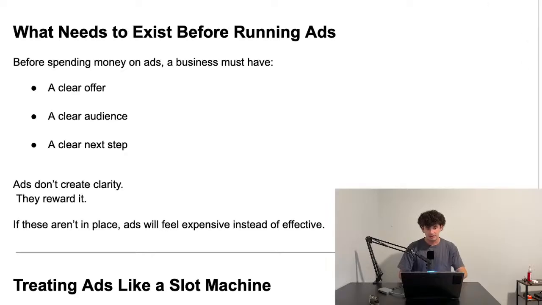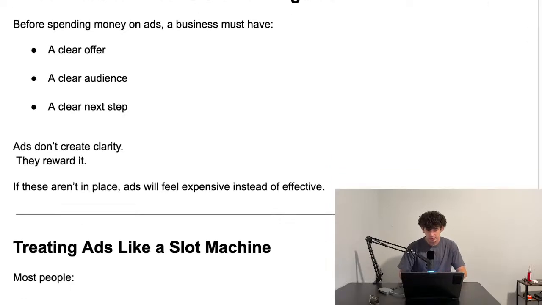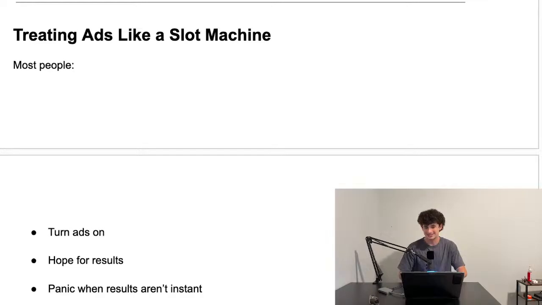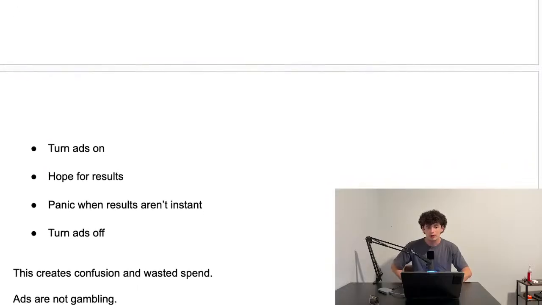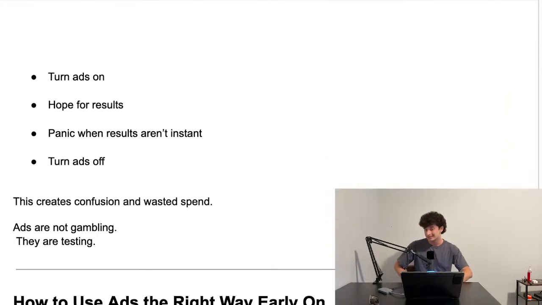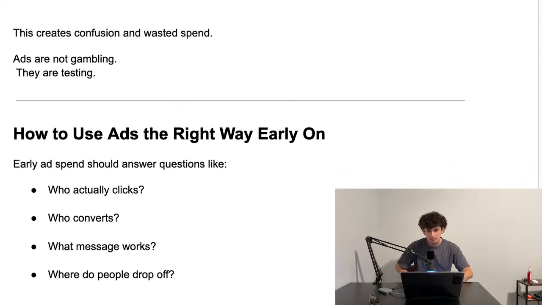Ads are very, very good sources of lead generation, okay? This is actually really true that I talked about. You should treat ads like a slot machine, right? Most people turn ads on, they hope for results, they panic when results aren't instant, and they just turn it off. That's not how you scale, and that's what most people unfortunately do, right? This is what creates confusion and wasted spend.